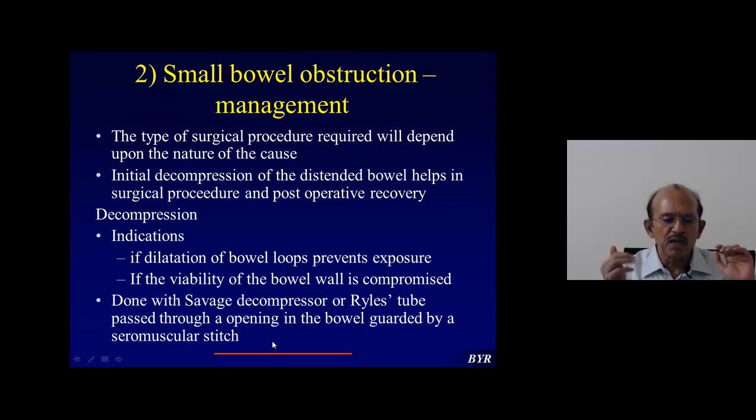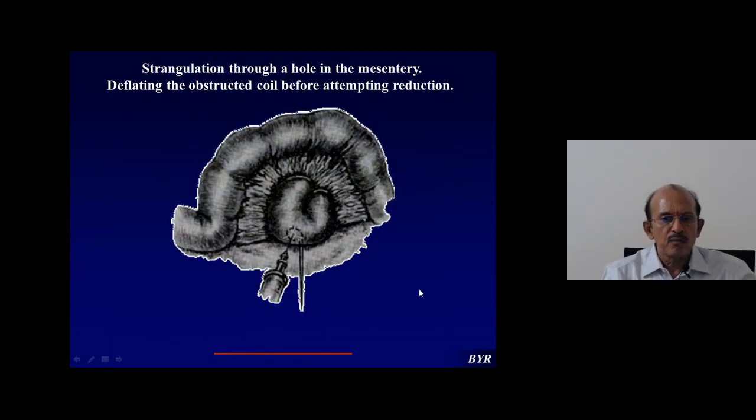There is a lot of equipment, like the Savage decompressor, that is not being used. The simple thing that is being used is just the Ryle's tube. You make an opening, put a Ryle's tube, and aspirate all the contents. And this deflating of the distended loop also helps you to relieve the intestinal obstruction in case of internal herniation.